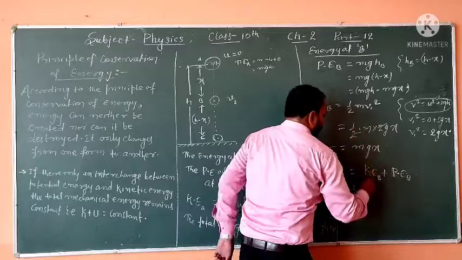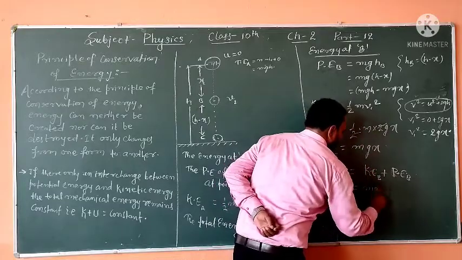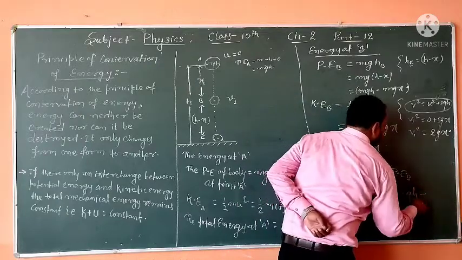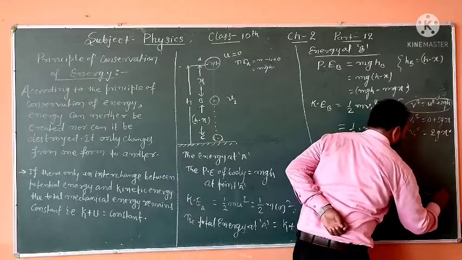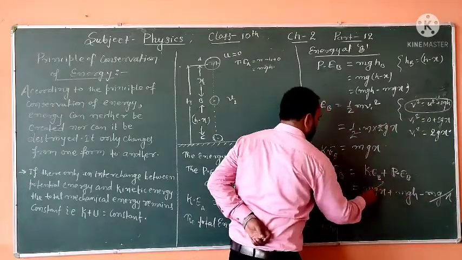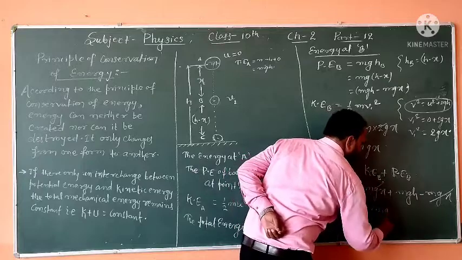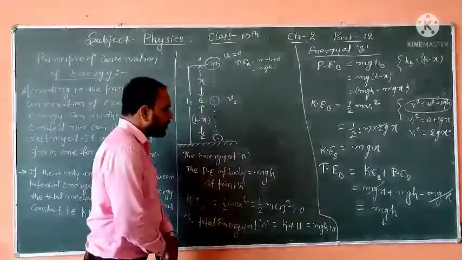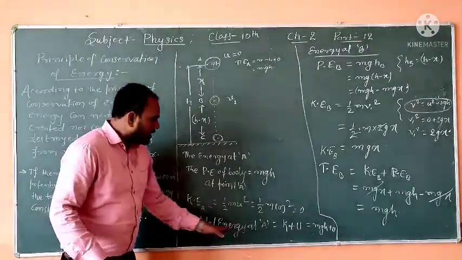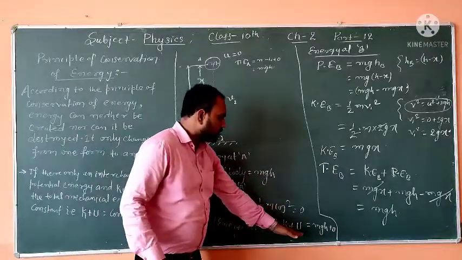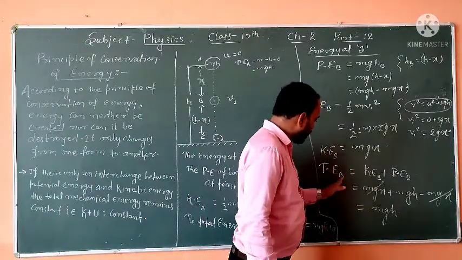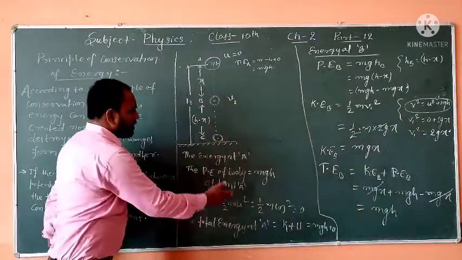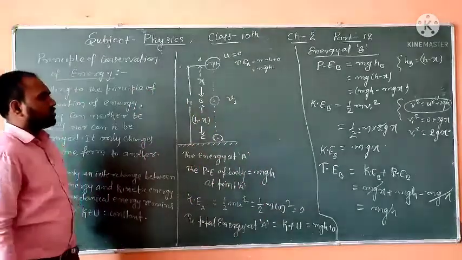So it will be the same as mgx plus potential energy mgh minus mgx. The mgx will cancel out. The net energy is mgh. So I hope you are able to understand here. The total energy at B is mgh. The total energy at A is mgh. Okay, total energy at B is mgh. Total energy at A is mgh.